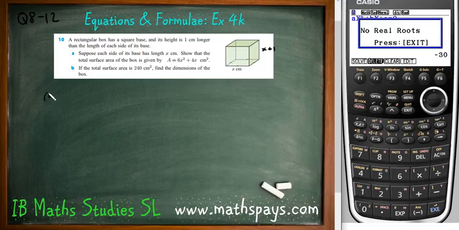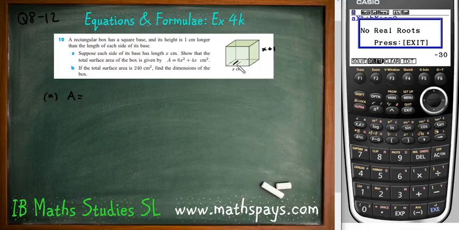Now part A says, suppose each side of its base has length x. Well, we've already done that. Show that the total surface area of the box is given by that amount. Remember, we can't touch that. We need to prove it. We need to get to it. It's simply there in case we can't get it, and we can do B.